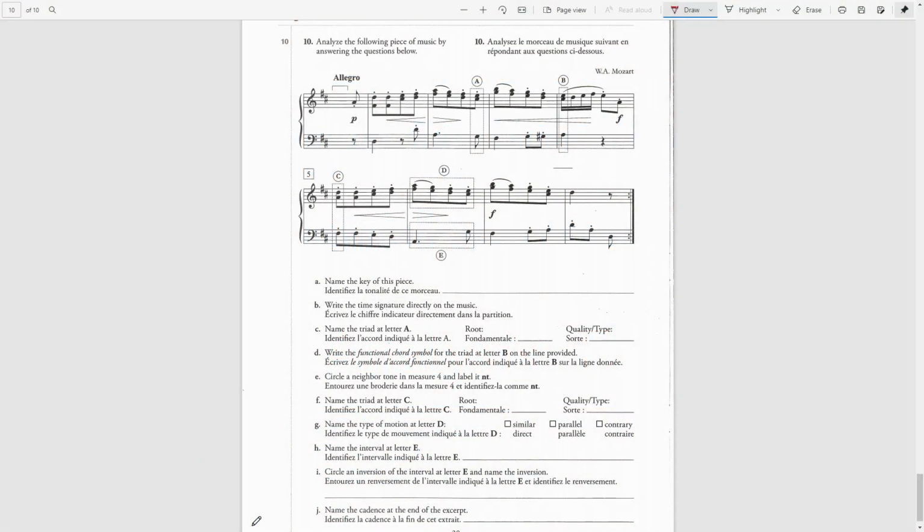In this question, we have to analyze the following piece of music by answering the questions below. First question is, name the key of this piece. Two sharps could either mean D major or B minor. The opening melody notes are A and D, which would make it a dominant and tonic note in D major. Also at the end, we have clearly a tonic chord of D major. We're going to write D major.